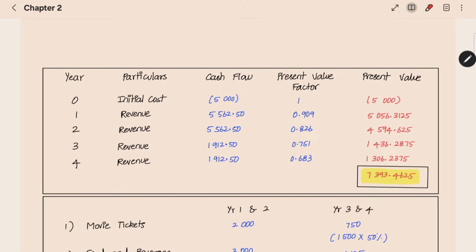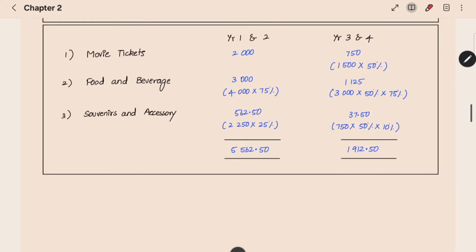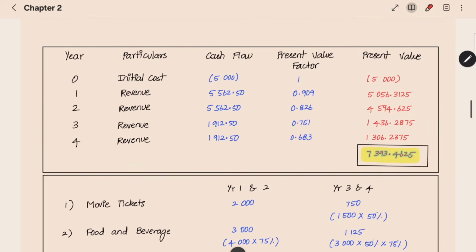Next thing is, every year you will get the revenue. Year 1 and 2, you will get this much revenue, 5562.50. Year 3 and 4, same, we will get the below calculated revenue. That revenue we are bringing to the present value by using the present value factor at 10% discount rate, which is given in the question. This is in the present value only.